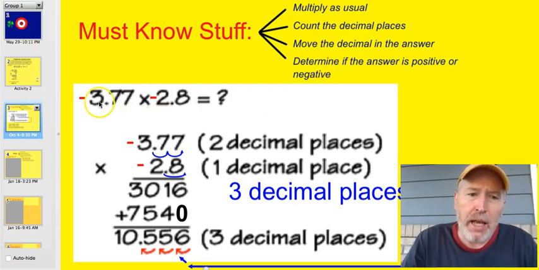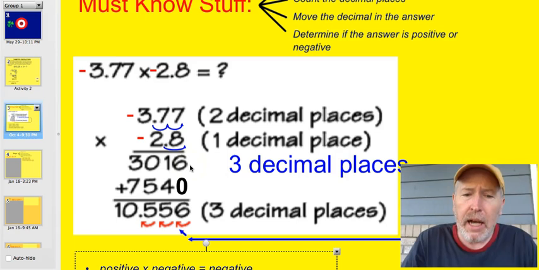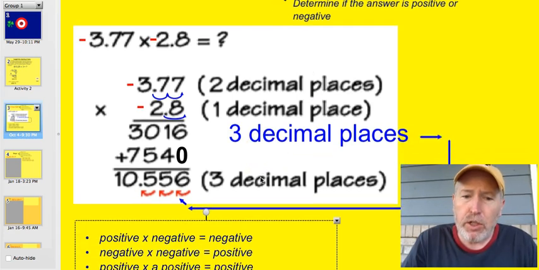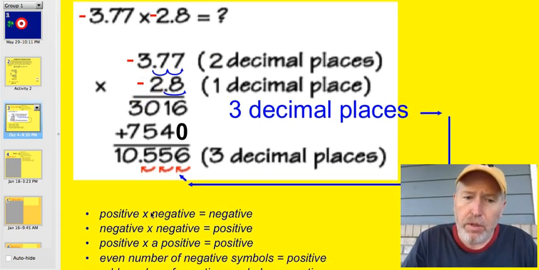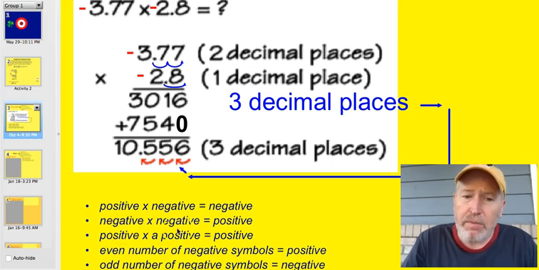So in this example here, we had a negative 3.77 times a negative 2.8. Once again, I did the mathematical work for you, and then you can see at the end, I counted that there were 1, 2, 3 decimal places in the problem. So I went to my answer, I backed them out, 1, 2, 3, and I put them right back in, 1, 2, 3. So I got an answer of 10.556. Now, that was a negative number times a negative number. So when I have a negative times a negative, I am going to get a positive answer.